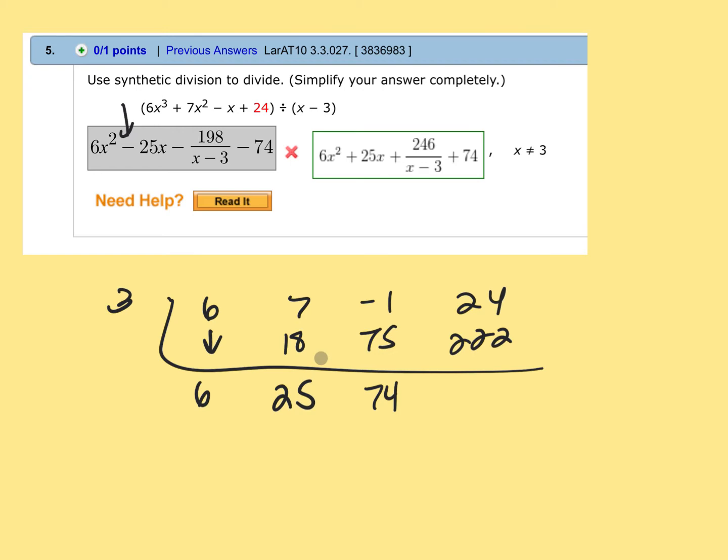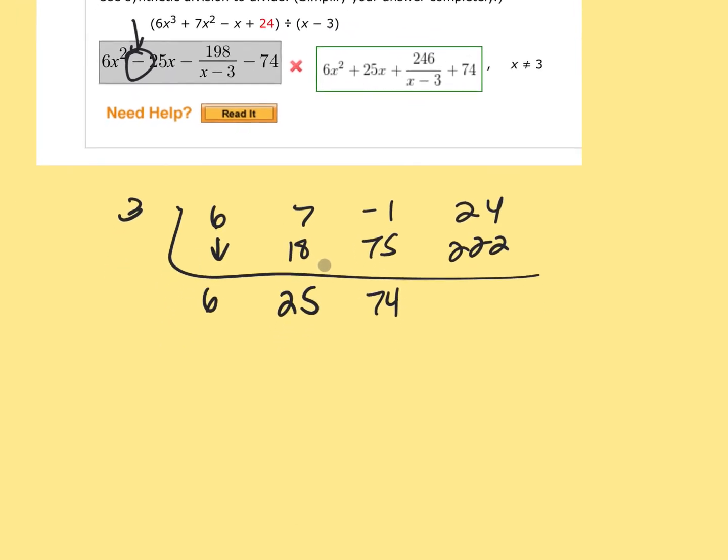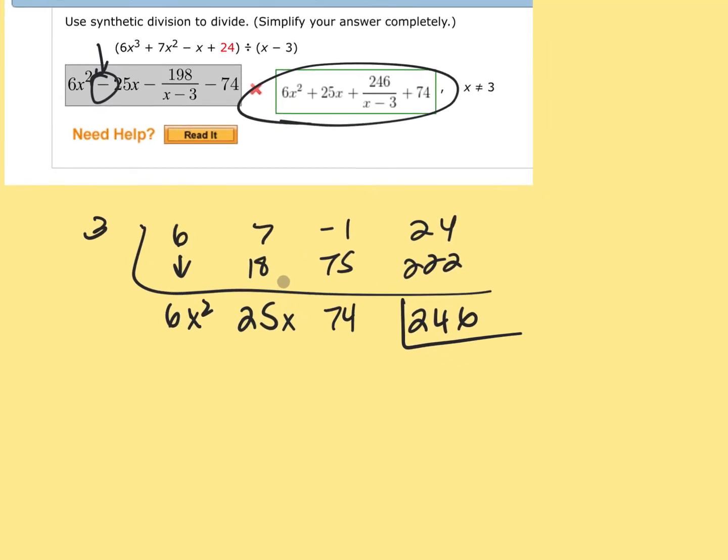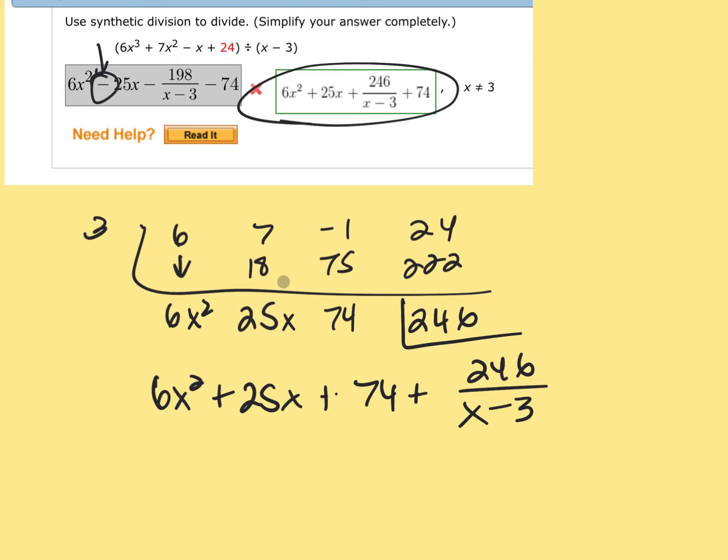Well, and maybe because that negative changes that. So then it should have been. Yeah, because when I was doing negative 1 and 75, I put negative 74. I got you. Okay. So 246. And then this is x squared. This is x to the first. That's my remainder, right? It's interesting they put it in this order. I would do 6x squared plus 25x plus 74 plus 246 over x minus 3. I don't know why they do that in the middle.